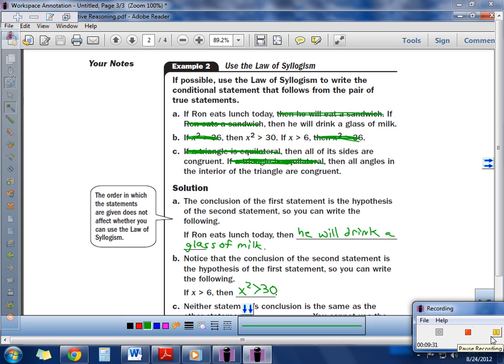I just talked about this. Once again, we mentioned this already. We said, can you have a statement that says, then something, then something? No, we cannot. So, can we use the law of syllogism? Can we say a then? No. So we cannot use the law of syllogism. Make that note out to the side. We can't use the law of syllogism. Why? Because we can't have a then.